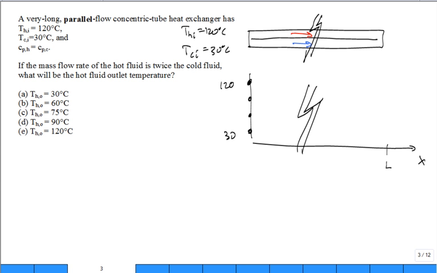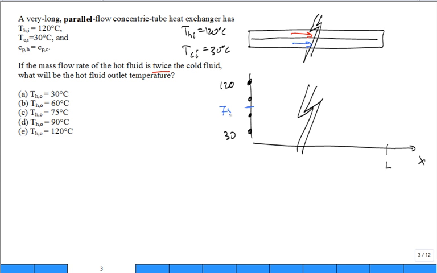So if I know that we're going to double, we're going to have the hot fluid flow rate twice the cold fluid flow rate. But to start off, conceptually make them the same. If they're the same, what's the outlet temperature? If they're the same mass flow rate, well, they would be smack dab in the middle.